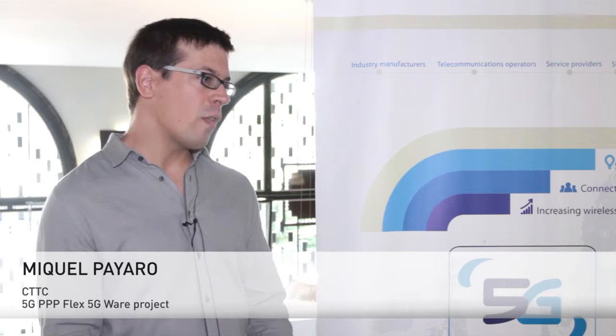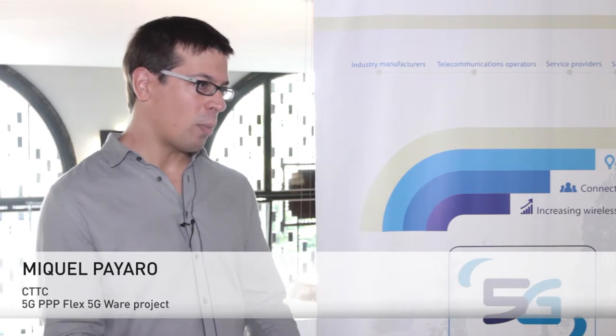The Flex5GWare project is about providing proof of concepts for the key building blocks of hardware and software platforms on top of which all the 5G communication world will rely. In particular, some of the proof of concepts that we will be providing entail, for example, reconfiguring the physical layer depending on some environment conditions where the communication elements are found.